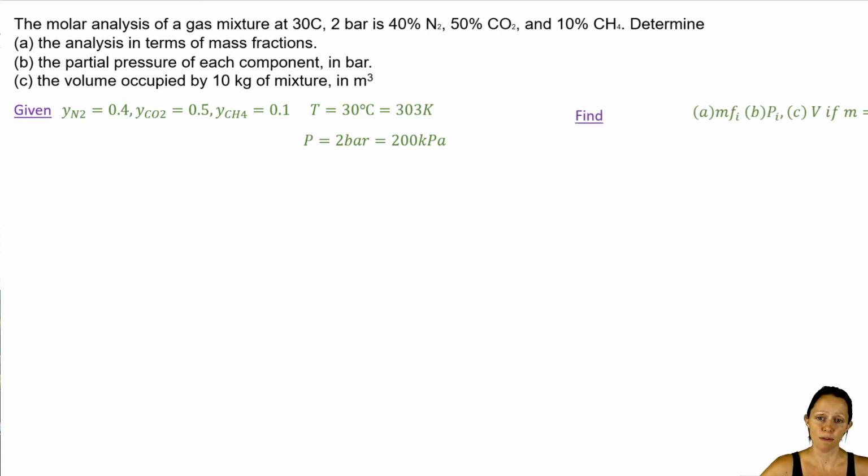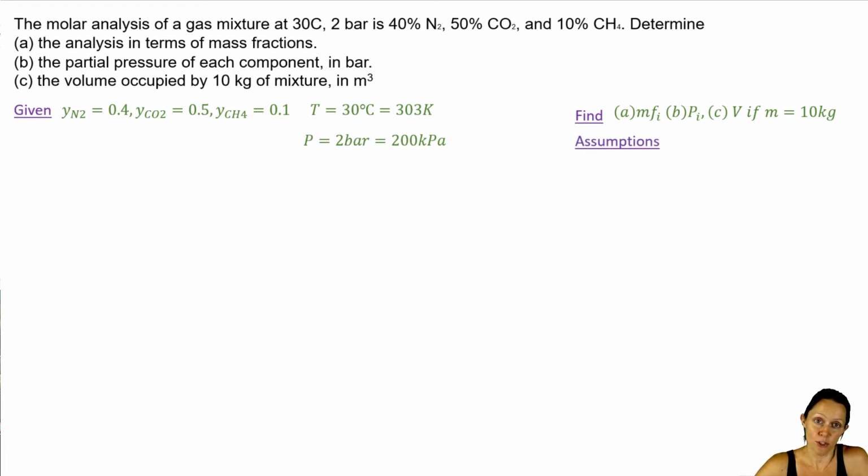And the things that we want to find are the mass fractions, the partial pressures, and the volume if the mass of the mixture is 10 kilograms. And as far as assumptions, maybe I don't really need to make any, so I'm not going to make any until I think that I actually have to. So let's see if we can just solve it without any simplifications.